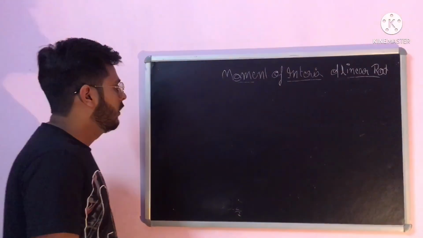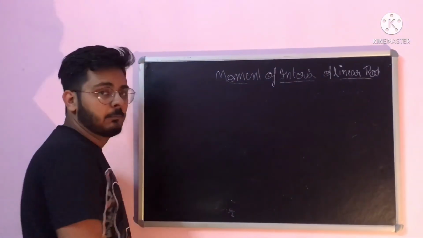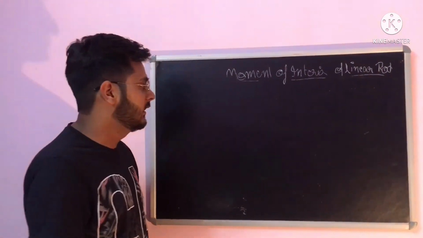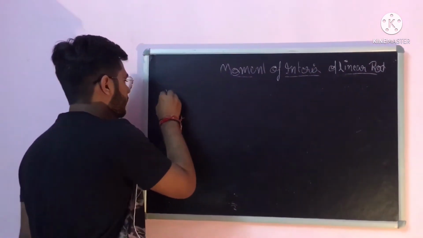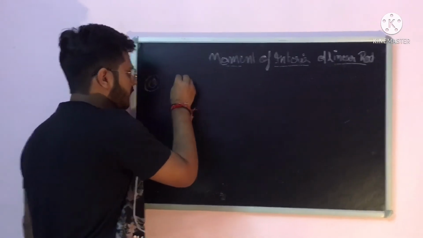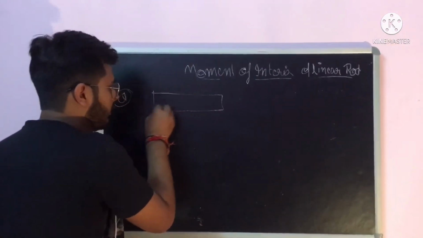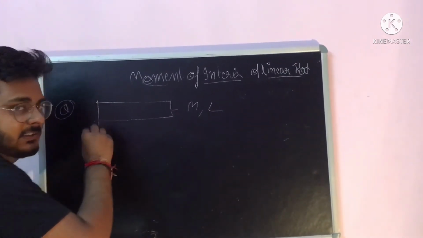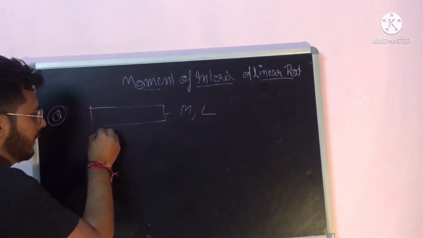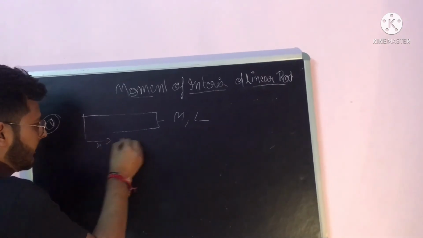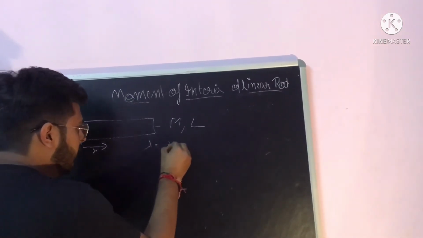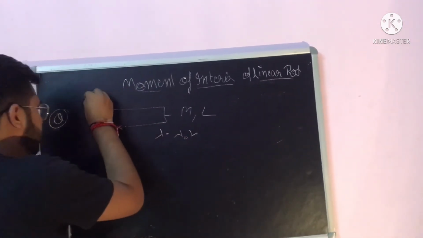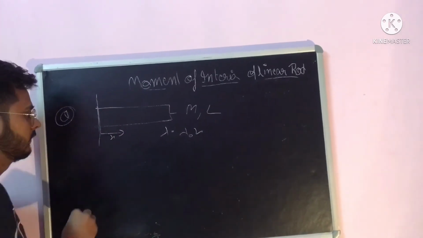Now we will see one question where the continuous mass density will vary. Let us consider a rod of mass m and length l. Let's say mass density varies from here according to lambda equals lambda naught x. So we have to find its moment of inertia about this axis.